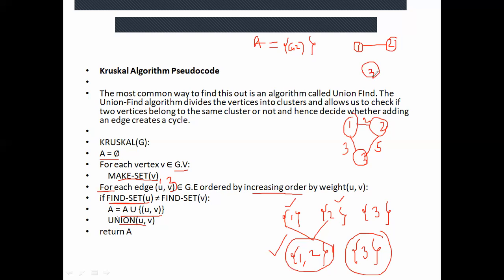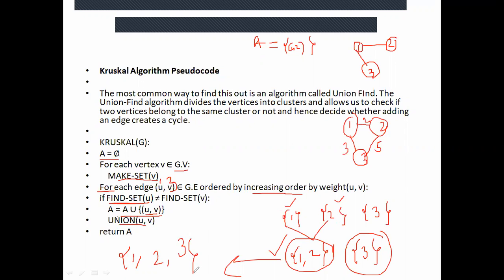Yes, anyone else? Yes, Neha, can you tell me, are they equal? Do they belong to the same set? No, ma'am. So what I will do, if it is no, I will add to A, which you can call the spanning tree, this edge. Which edge? 1, 3. So I will add that edge. And then I will take the union of these two, the union of this set and this set. So it will become one set now. In that set you now have 1, 2, and 3.